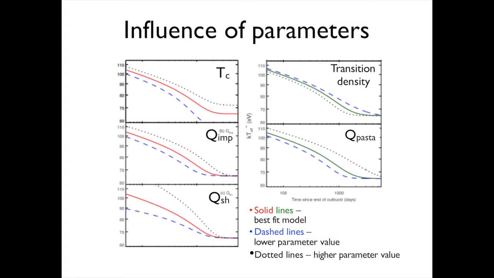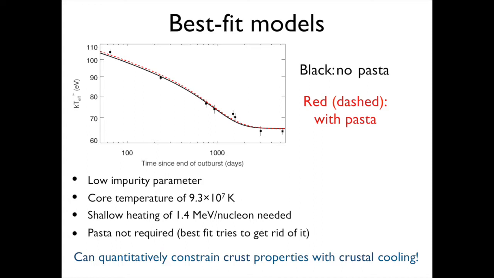So when we fit these curves, we can get very nice fits to the data. Black is with no pasta, red is with the pasta. You see they're pretty much indistinguishable by eye, right? Whereas before we find that we have a low impurity parameter, we get some nice constraints on the temperature of the core. We require that there is shallow heating. In both cases, we require about 1.5 MeV per nucleon.